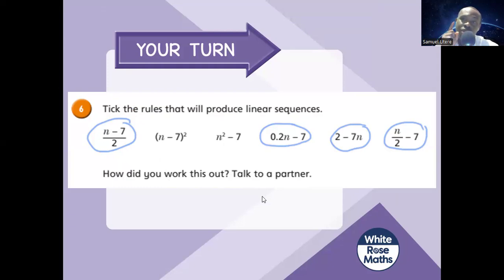But I want you to hold on to this thought, because there is another way to figure out which of these will give you linear sequences. There's another way. So just have this at the back of your mind, because we'll come across this again in our next lesson, how we actually look at something and say, oh, that's linear, that's non-linear.